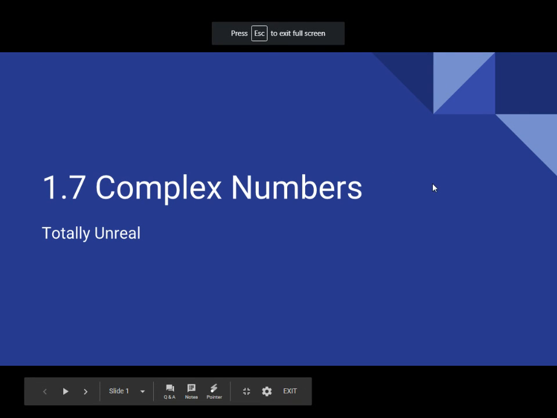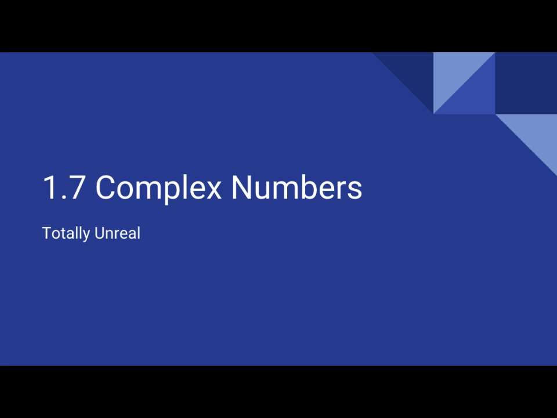Our last section in chapter 1, section 7. This is a shorter section, which is great because section 5 and section 6 were definitely not short sections. Looking at complex numbers. This is building off of what we've already talked about in regards to exponents, in regard to squares specifically.